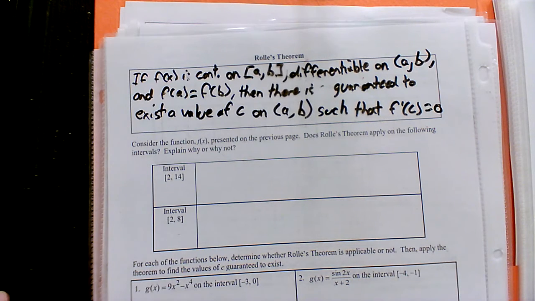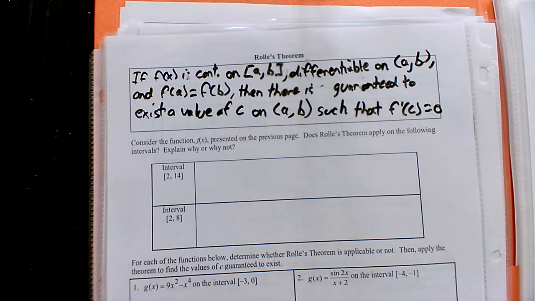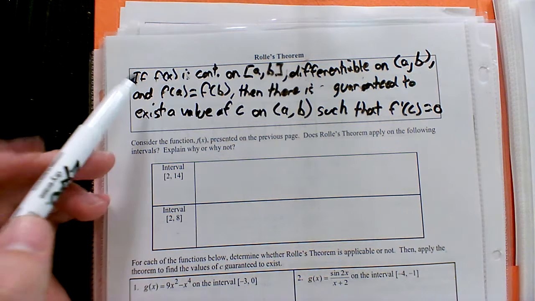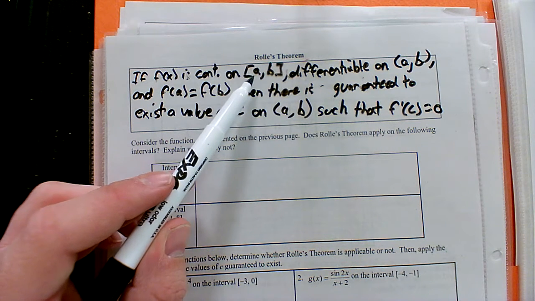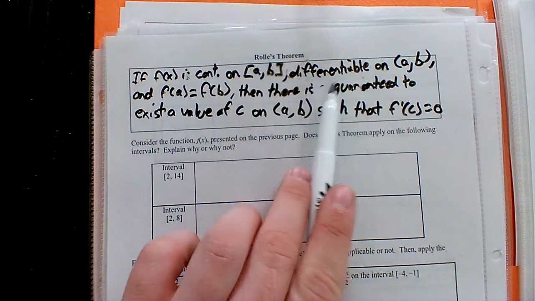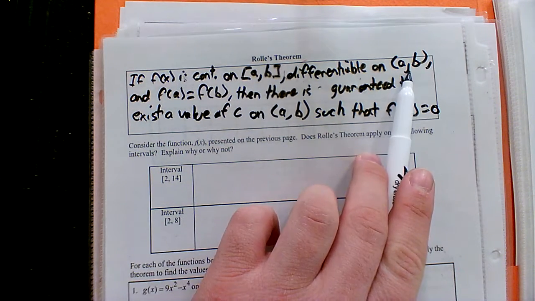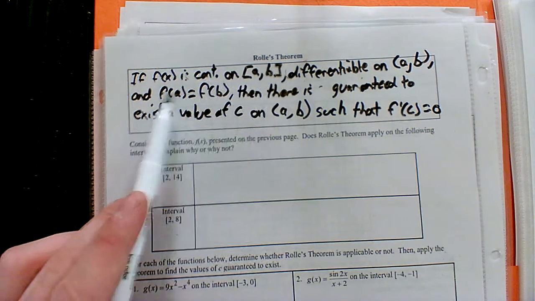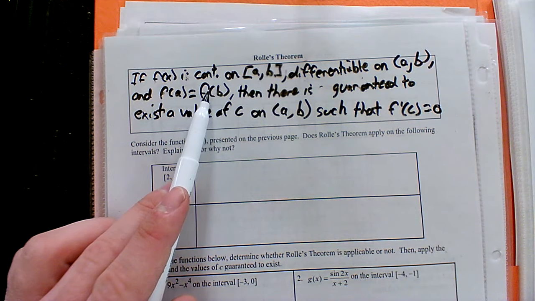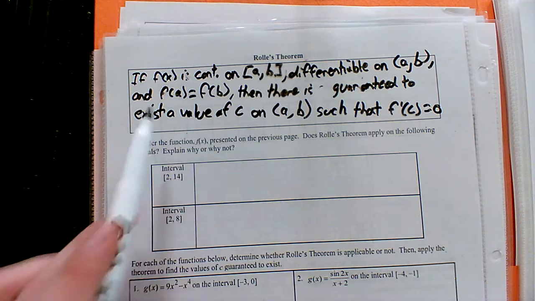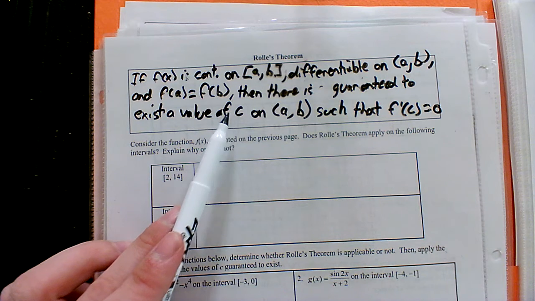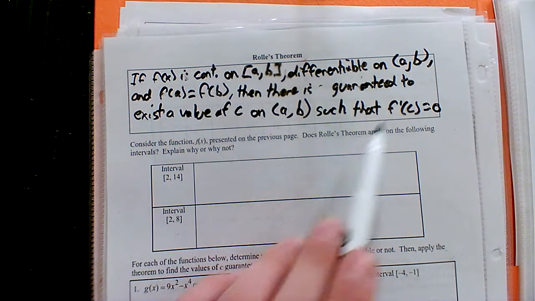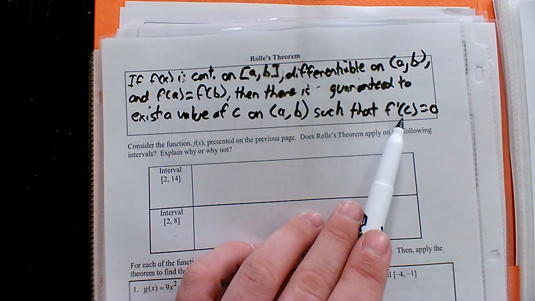So I know it's a lot to take in at first, but let's get it written down, then we'll take a look at what it actually means. So if f of x is continuous on [a, b], if it's differentiable on (a, b), and if you evaluate a and evaluate b, they're equal to each other, then there is guaranteed to exist a value of c somewhere on that interval in between a and b, such that the derivative at that point is equal to 0.